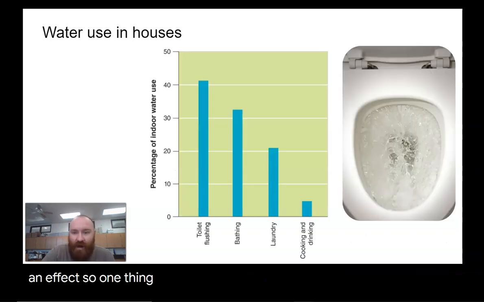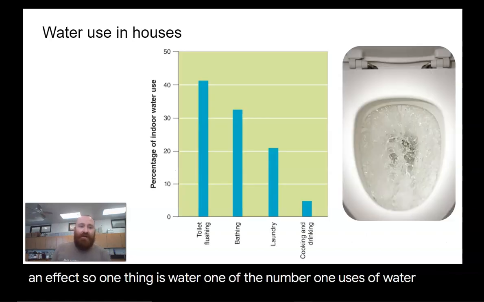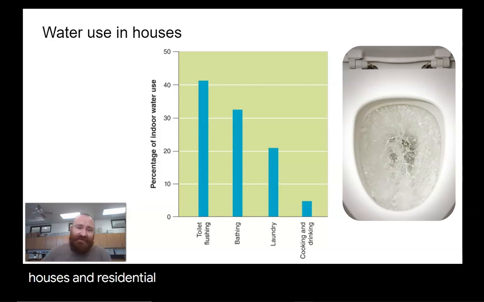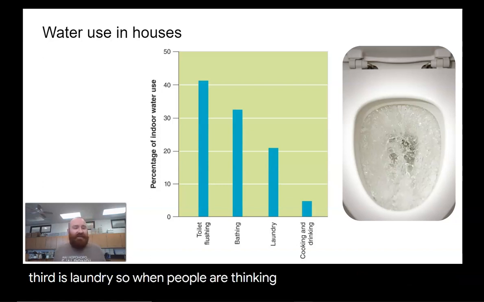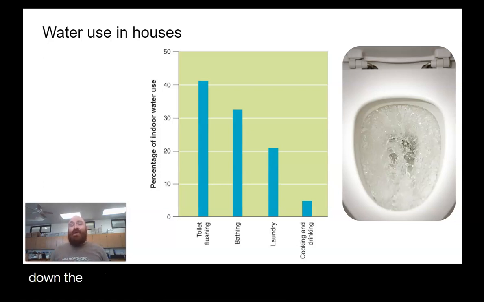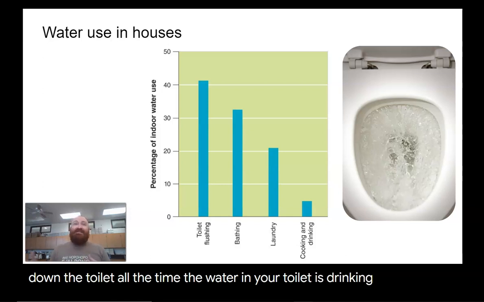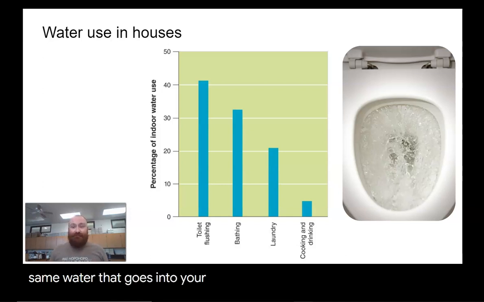So one thing is water. One of the number one uses of water in houses and residential areas is toilet flushing. The second is bathing, and the third is laundry. So when people are thinking about, oh no, I drink too much water and am wasting water, well, really, we're flushing drinking water down the toilet all the time. The water in your toilet is drinking water. It's the same water that goes into your sink.